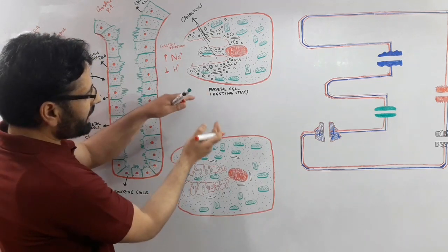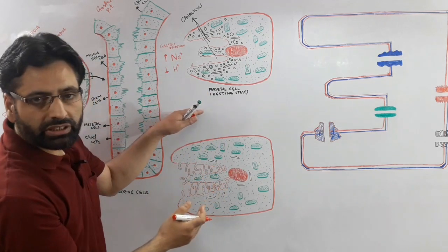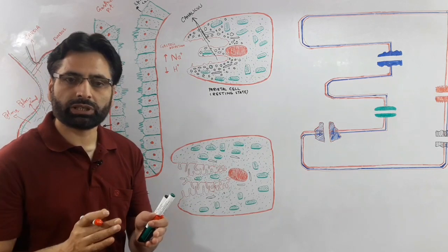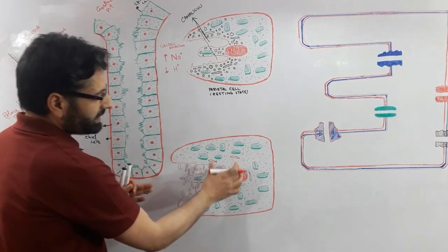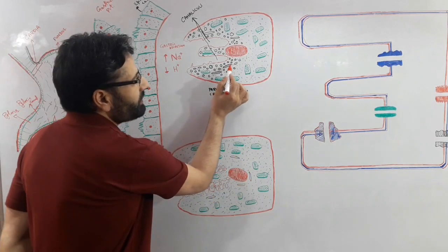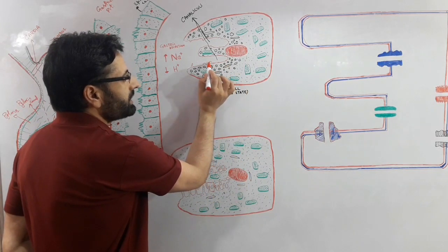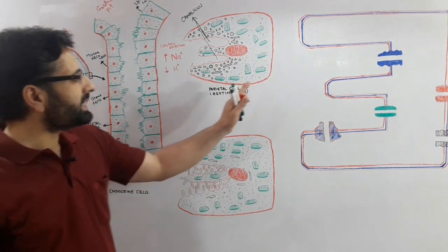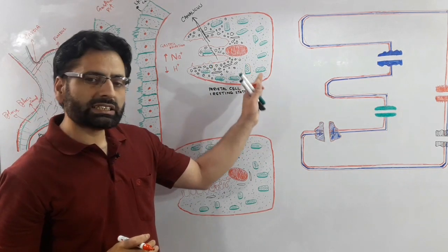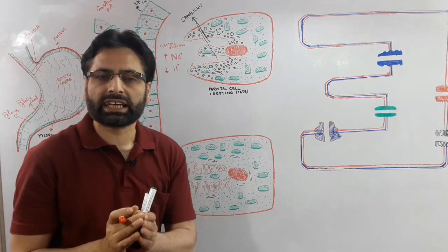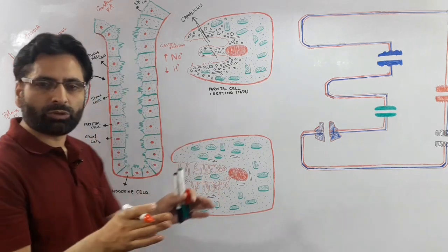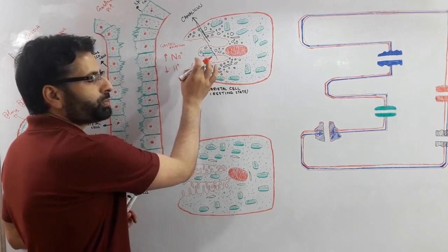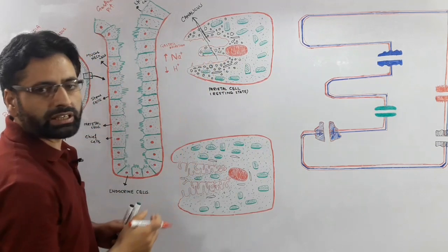But when the cell is activated by some hormones or paracrine factors, what will happen? When this cell is activated, these small vesicles get fused with the plasma membrane of this apical region. During this activation inside the cell, we observe an increase in calcium ions, and these calcium ions mediate the fusion of these vesicles into the plasma membrane of this apical region.